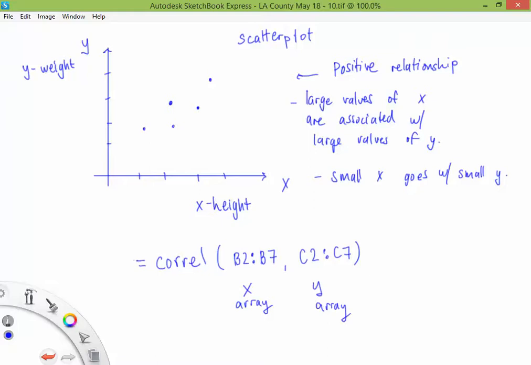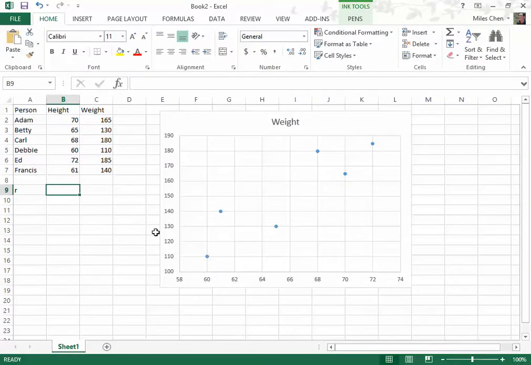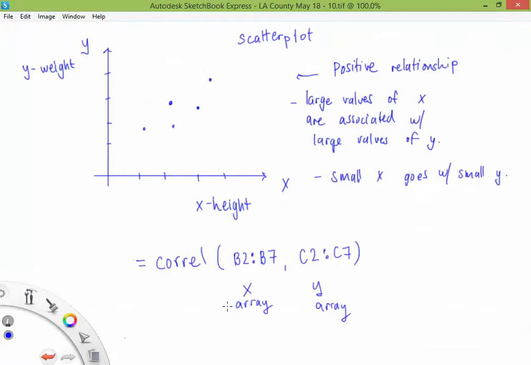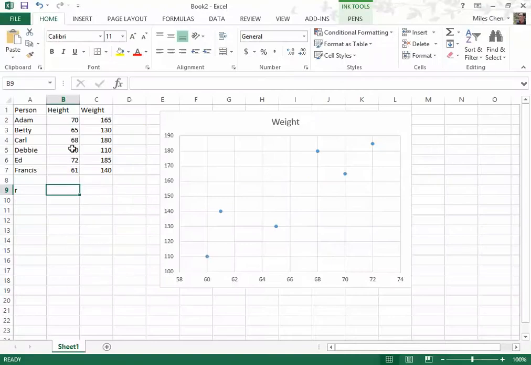Does this make sense? Okay. Are you confused or lost? What does array mean? So it just means the kind of this from here to here.